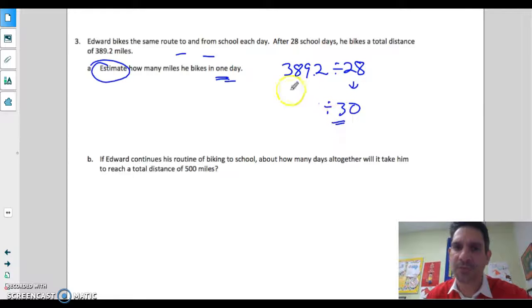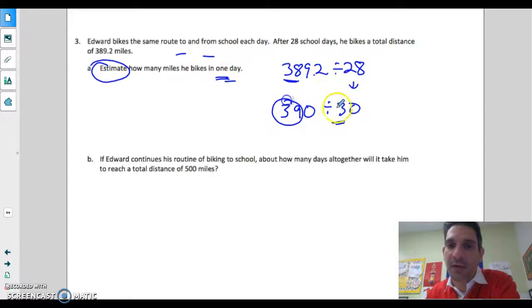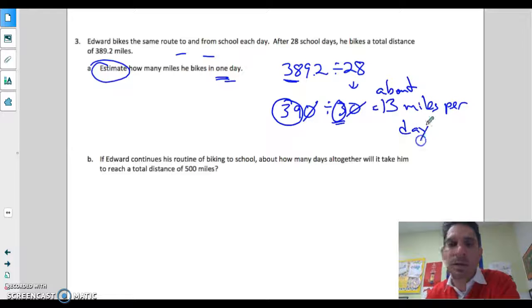And basic fact, 3. What's a number that's a multiple of 3 around 38? Now, you could say 30, too far. 33, 36, getting warmer. 39, yes, bing bada boom. So I'm going to change this to 390. Don't worry about the 0.2 because I'm rounding this. I'm estimating. 39 divided by 3 is 13. Divide by 10, divide by 10. So he does about 13 miles per day. Okay, last one.